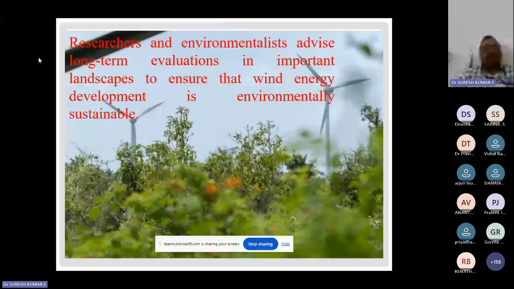Now see this photograph. Researchers and environmentalists advise long-term evaluations, long-term, not short-term, in important landscapes to ensure that wind energy development is environmentally sustainable. Now we are getting the meaning of the subject sustainable engineering at BTech level. All designs should have this concept.